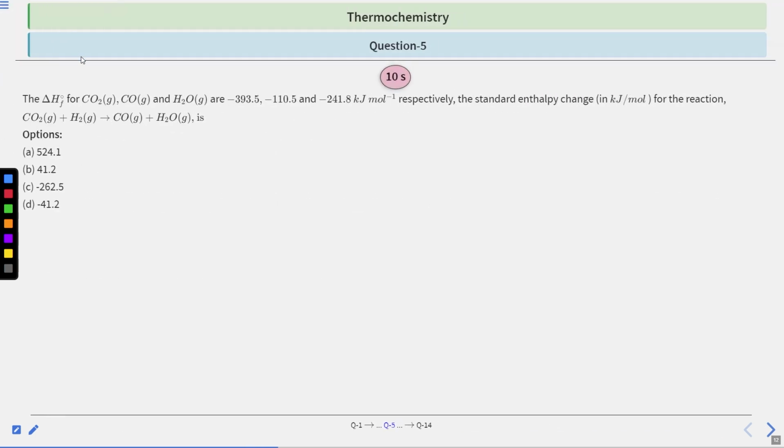Let's move to question number 5. The delta H naught of formation for CO2, CO and H2O, that is carbon dioxide, carbon monoxide and water, are this, and this kilojoule per mole respectively. The standard enthalpy change in kilojoule per mole for the reaction this is. So the reaction is CO2 plus H2 will give CO plus H2O. Options are 524.1, 41.2, minus 262.5, minus 41.2. So you have 10 seconds to solve this question. After that, we will see the answer.